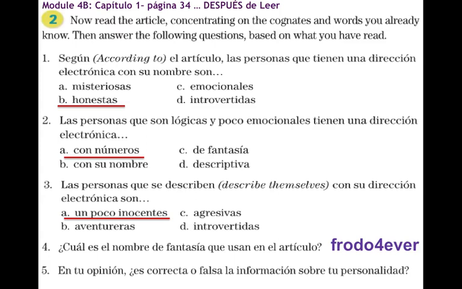Frodo Forever. Now, ahora, en tu opinión, ¿es correcta o falsa la información sobre tu personalidad? I wish I could actually speak with you about that because it is interesante. I wonder if that matches you or if it doesn't. Bien.